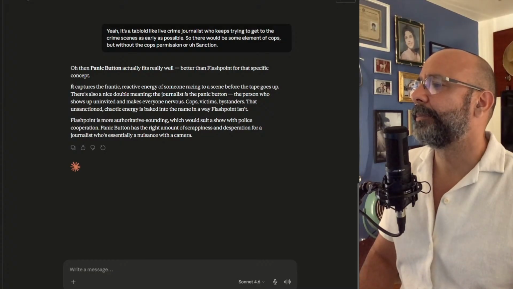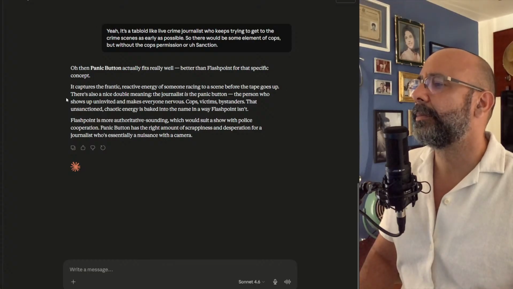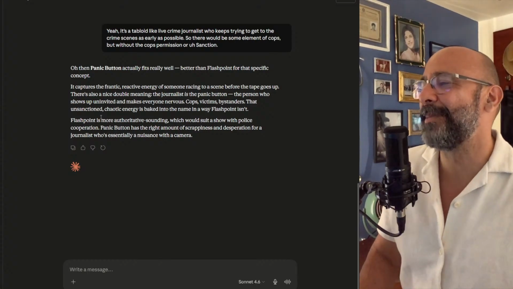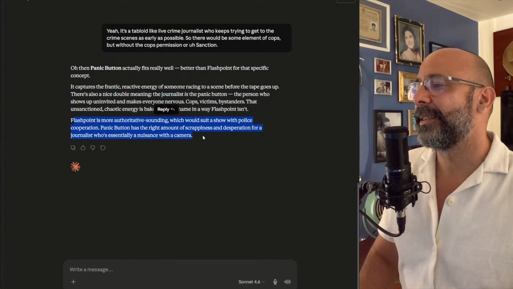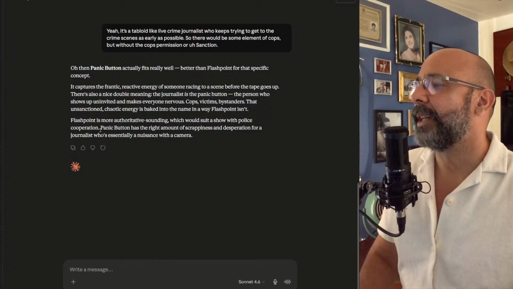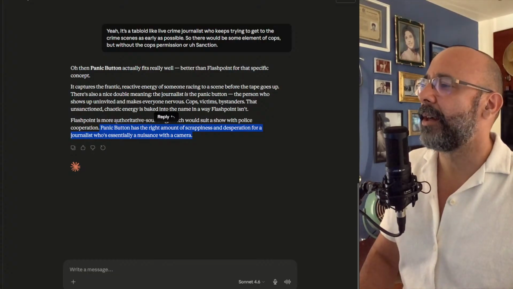Panic Button is better. Reactive energy of someone racing to a scene before the tape goes up. Nice double meaning. The journalist is the Panic Button, the person who shows up uninvited and makes everyone nervous. Cops, victims, bystanders. Flashpoint is more authoritative sounding, which would suit a show with police cooperation. Panic Button has the right amount of scrappiness and desperation for a journalist. Okay, Panic Button. I'm going to go with Panic Button for now.